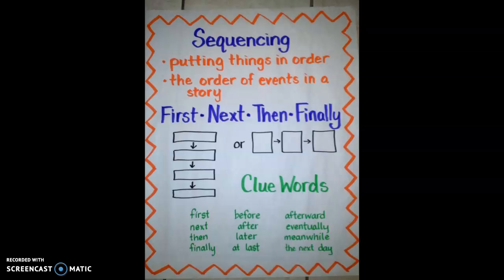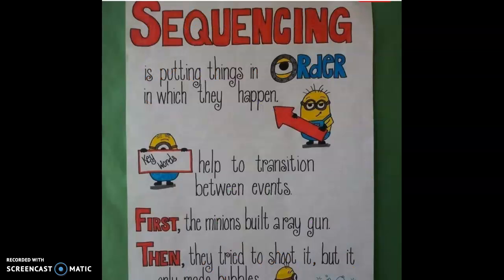Some of the other clue words that we would read to identify that an author is sequencing are before, after, later, at last, afterward, eventually, meanwhile, or the next day. And there are also other clue words, but these are just some that'll help us identify that we're looking at a sequence. I also really like this anchor chart. I just thought it was kind of cute with the minions.